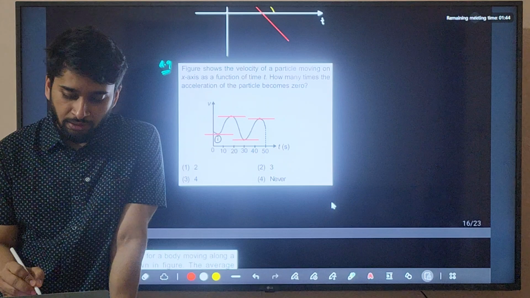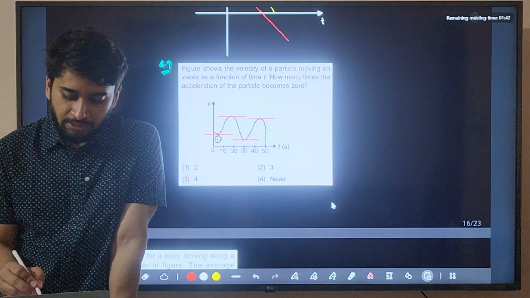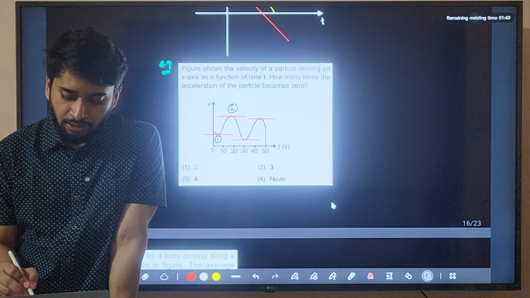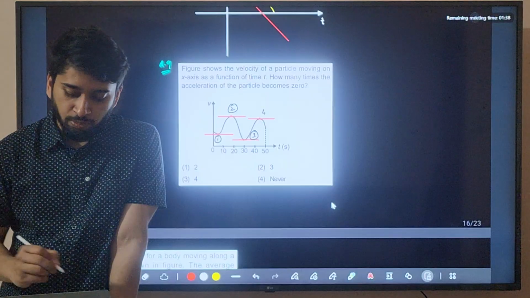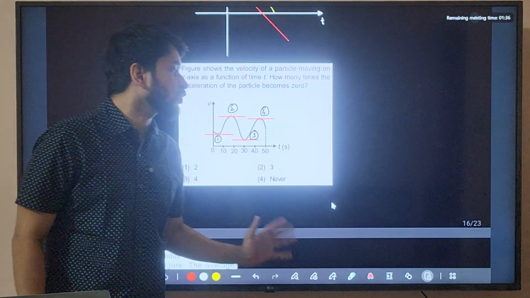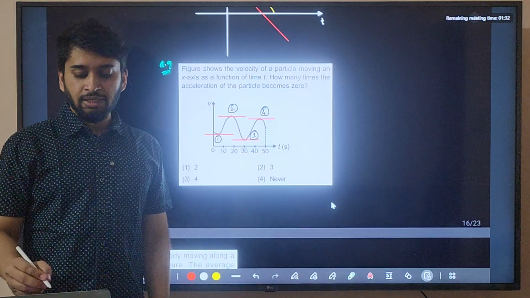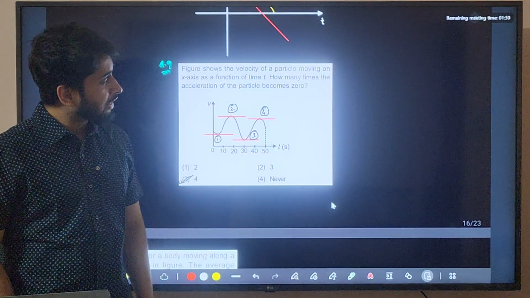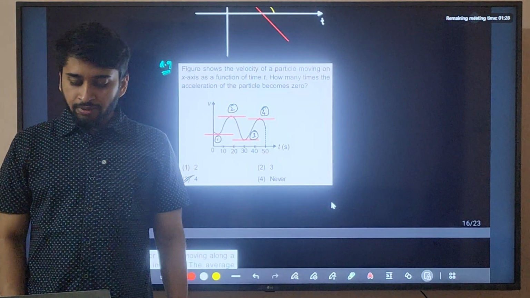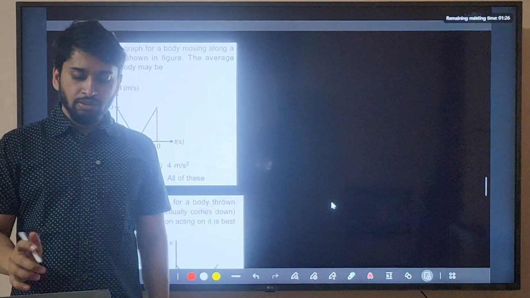So point 1, the second point, this is the third point, and this is the fourth point. At how many points is the slope 0? 4 points. So what will be the answer? 4. So the answer will be the third option, right? Clear? Great. Now you see this question.